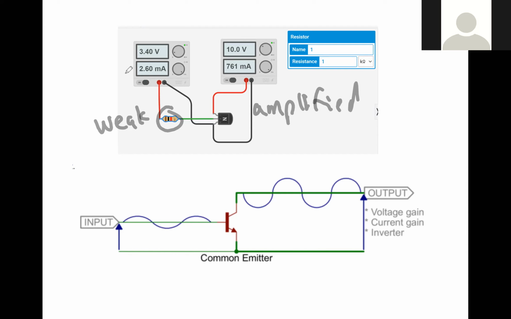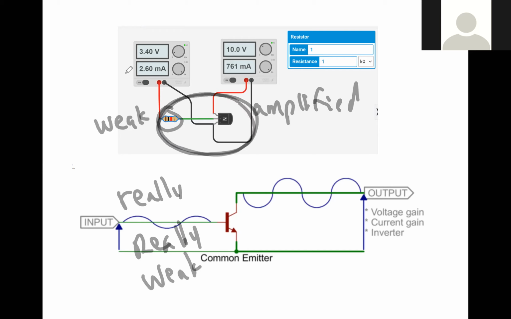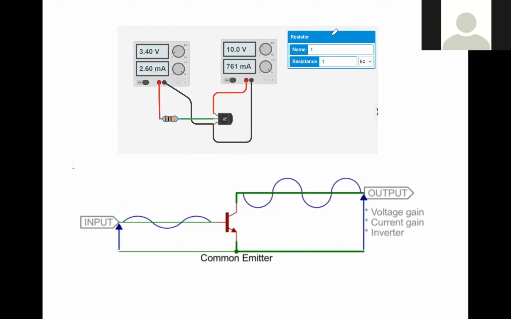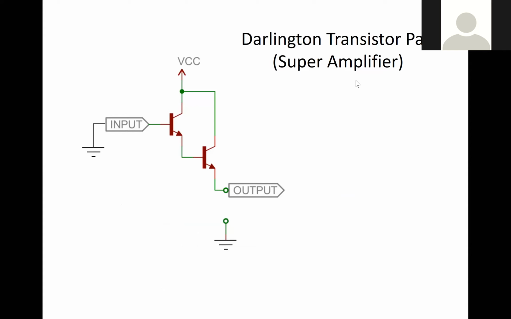But here's an interesting point. Some of the radio signals that you get from outer space are really, really, really weak. If you have a super, super weak signal, even the technique that we use up here isn't really going to boost that weak signal enough. So what you need is a super amplifier, not just a regular boring everyday amplifier. You need a super amplifier.